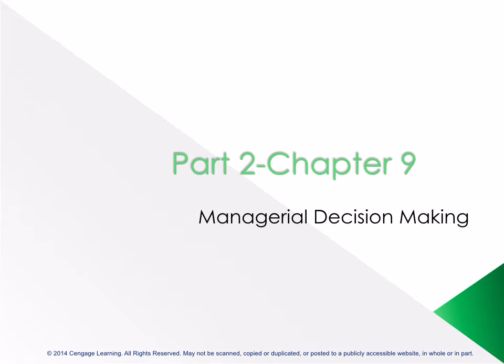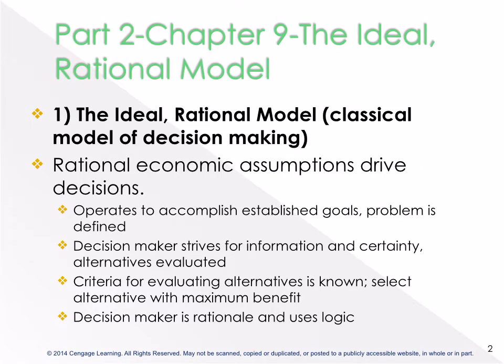In part 2 of my lecture today, I will talk about different models of decision making in management. There are three types of decision making models. Decisions are usually made using the classical, the administrative, and the political decision-making model.